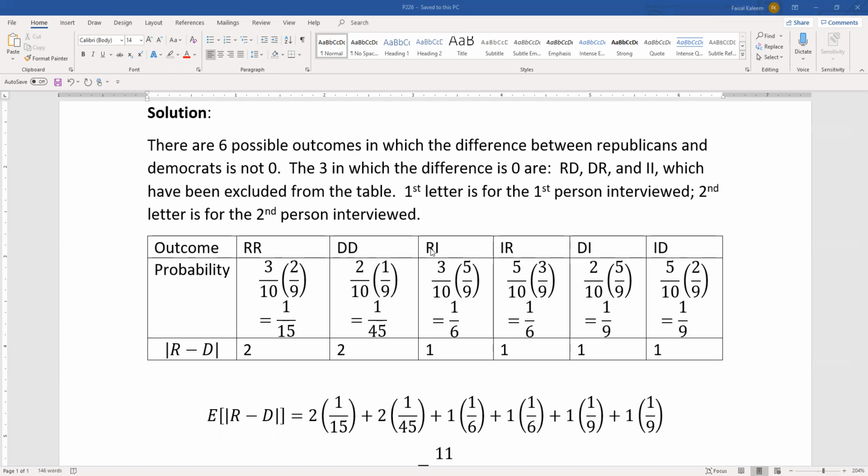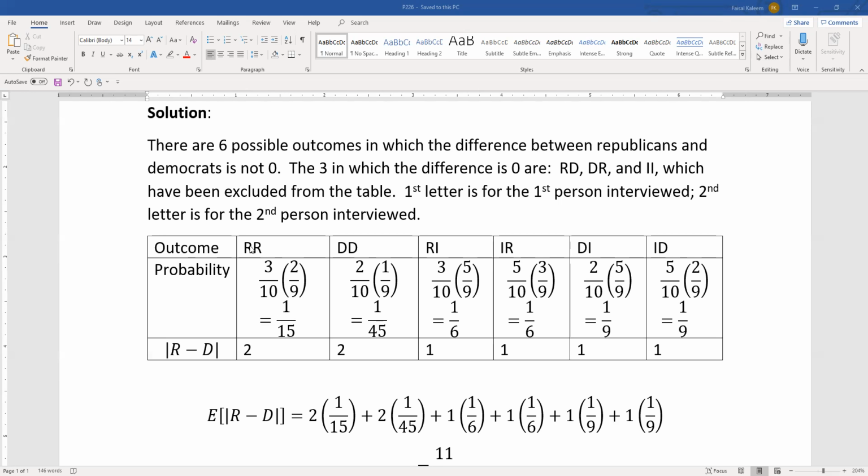Here, there was 1 Republican, first Republican, second independent. And so we have 1 Republican and 0 Democrat. So the difference is 1, and so on. And now let's see what each of these probabilities are.